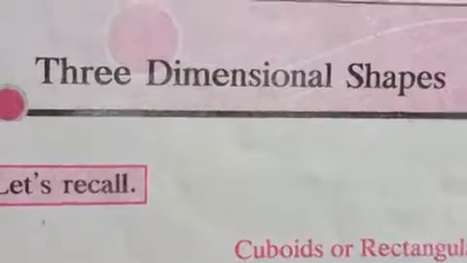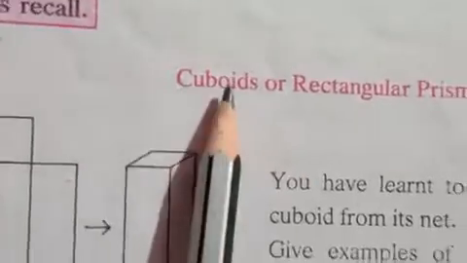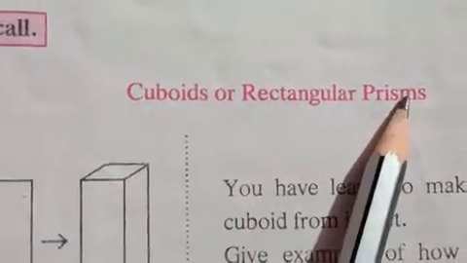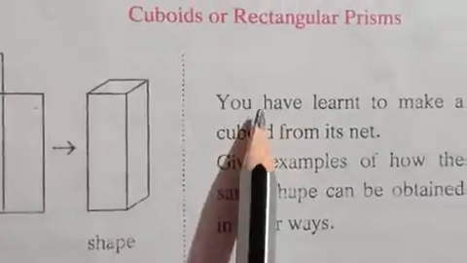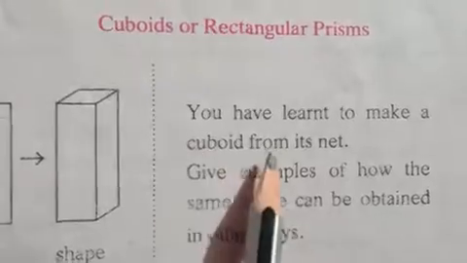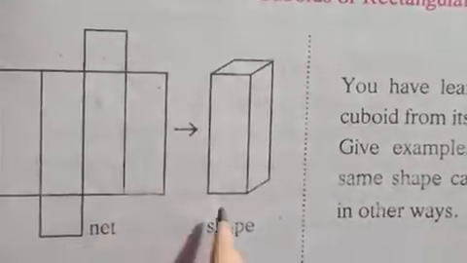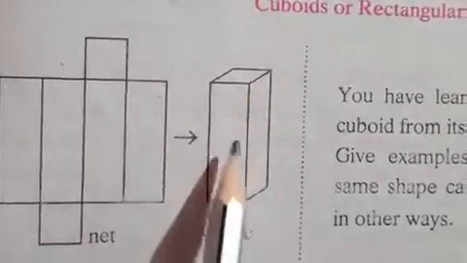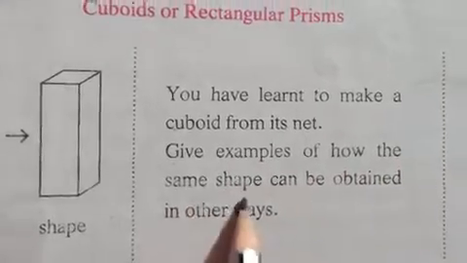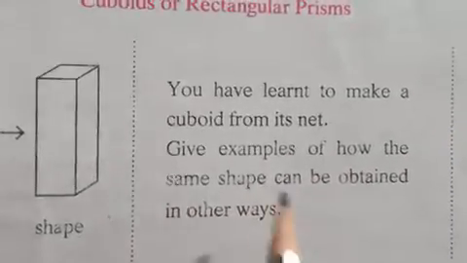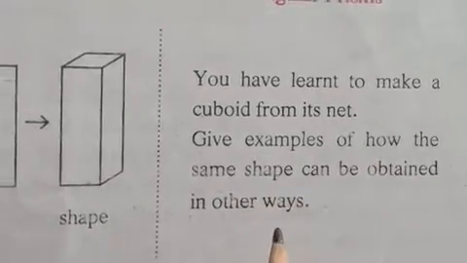Okay, now students, let's revise cuboids or rectangular prisms. Prisms means blocks, like these blocks. Now you have learned to make a cuboid from its net. This is a net, and you have made a shape. This is the shape, so this is a cuboid. Give examples of how the same shape can be obtained in other ways. Now let us give examples of how the same shape can be obtained in other ways.